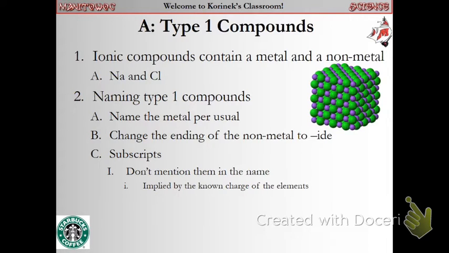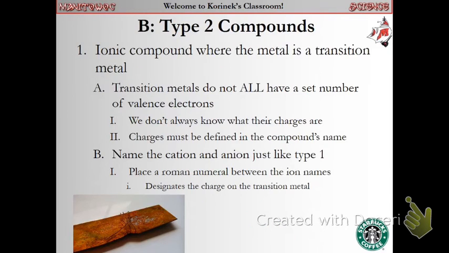We define these as ionic compounds that contain a metal and a nonmetal, sodium chloride being an example. To name these things, all we're going to do is change the anion to -ide. So instead of sodium chlorine, it's sodium chloride. We don't mention the subscripts in the name. So for instance, if we were to have magnesium chloride, MgCl2, we do not take a look at that compound and say that's magnesium dichloride. No, just magnesium chloride. The 2 is implied by the known charge of the element.